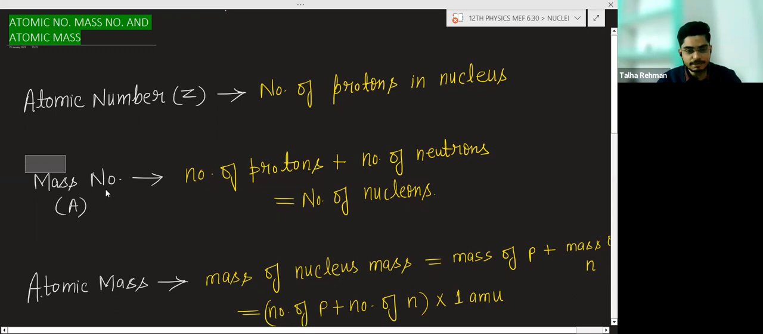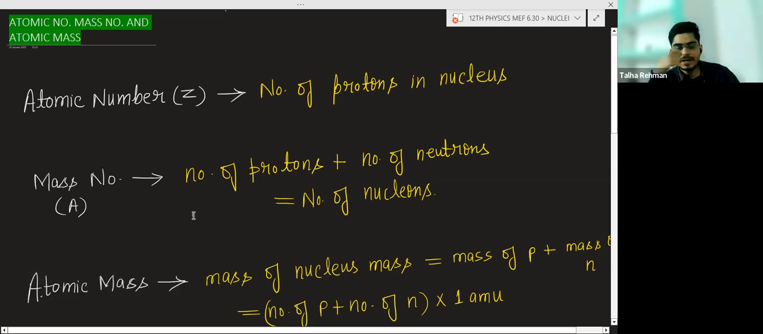Now, what is mass number? Mass number is basically the number of protons plus the number of neutrons in an atom, or inside the nucleus, you can say. We know that the protons and neutrons are the nucleons. So you can say either number of protons plus number of neutrons, or you can say number of nucleons also. And mass number is represented by A. This is mass number, and now we will discuss atomic mass.